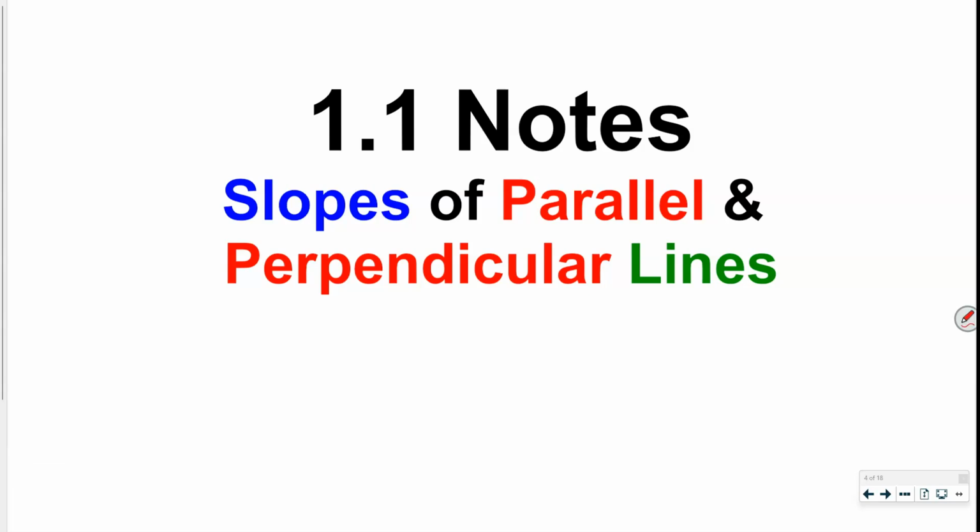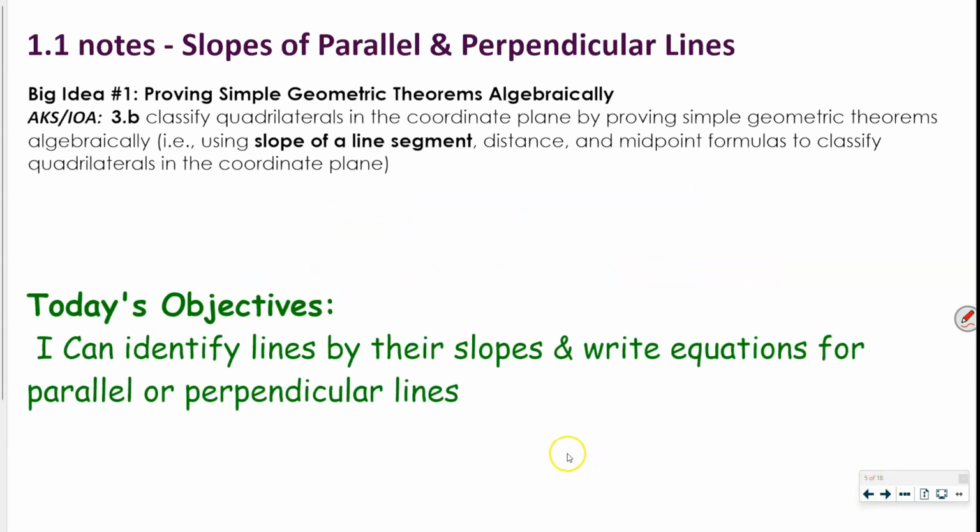So these are our Unit 1, Lesson 1 notes: slopes of parallel and perpendicular lines. Big idea 1 is proving simple geometric theorems algebraically. The primary thing in AKS IOA 3B we're going to talk about today is the slope of a line segment. Our objective today is: I can identify lines by their slopes and write equations for parallel and perpendicular lines.